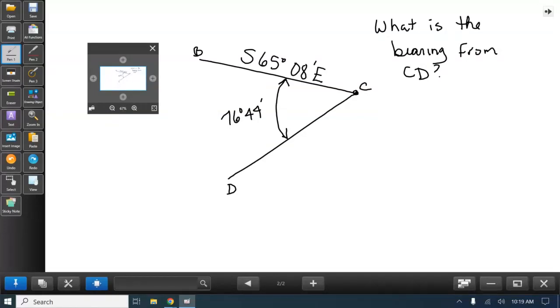If it's directly to the east or directly to the north and you want to write it as a bearing, do you just write N or E? So if it's directly to the north, I would put 0 degrees. I would put north 0 degrees east, or I put north 0 degrees west. Okay. They're both technically correct.